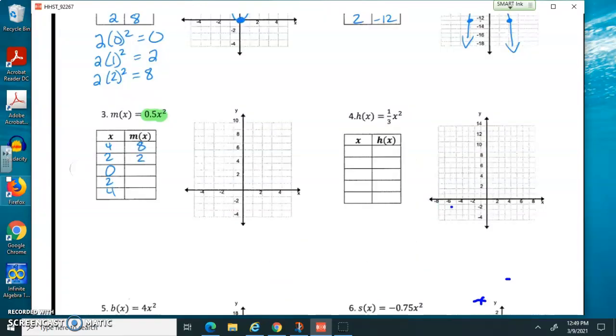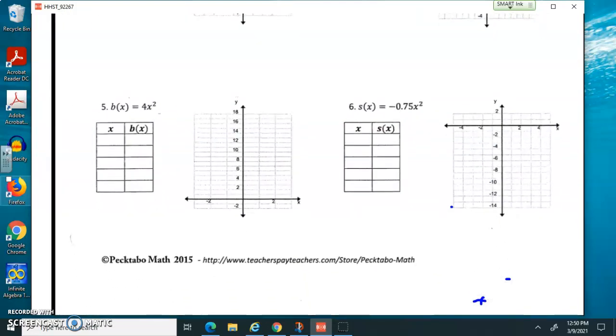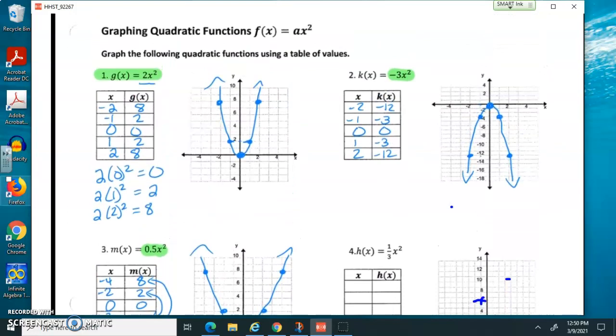So we have 0, 0, 2, 2, so negative 2, 2, and then 4 up to 8, and negative 4 up to 8. See the reflection here? And there that is.